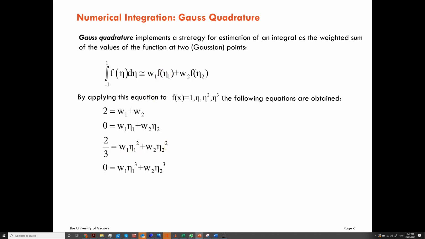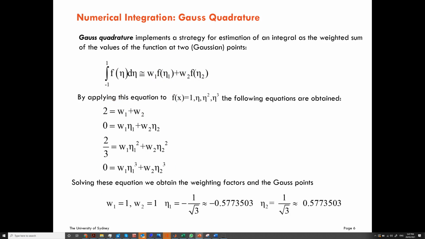And then to get the 4th equation, I use eta cubed. This integral is 0 because eta cubed is odd, and then I get this expression. So I have 4 equations, and with these 4 equations, I can get the Gauss points and the weights. So I just solve these 4 equations. And then I get the weights, in this case, equal to 1, and the Gauss points are minus 1 over square root of 3 and 1 over square root of 3.